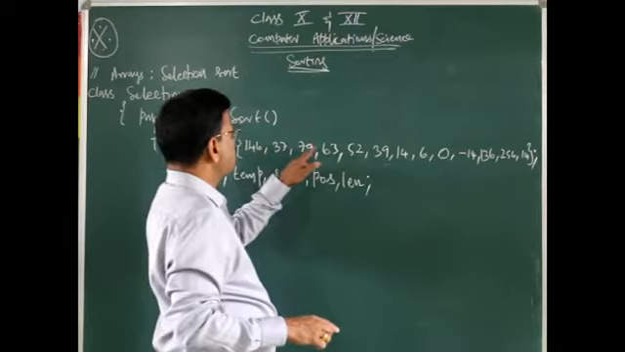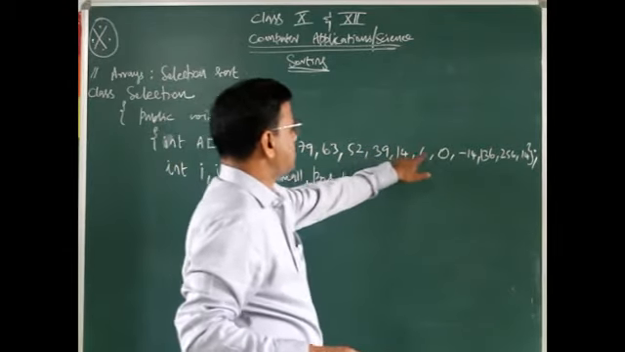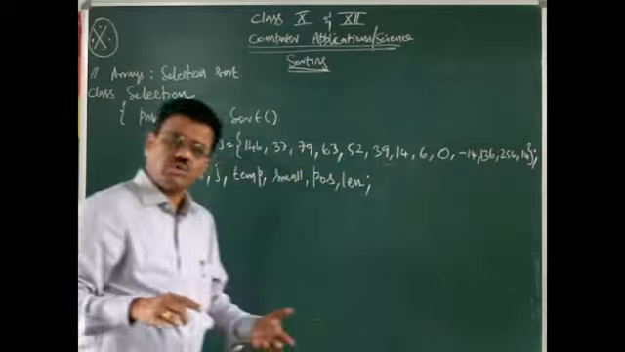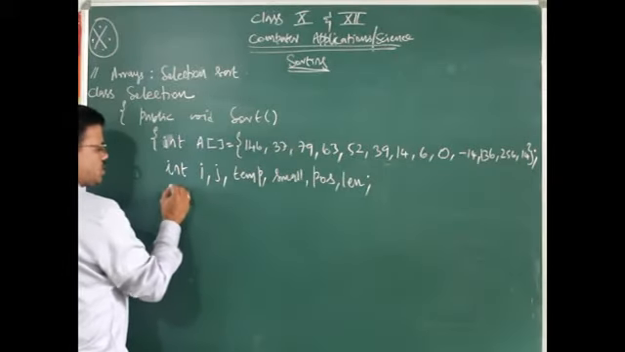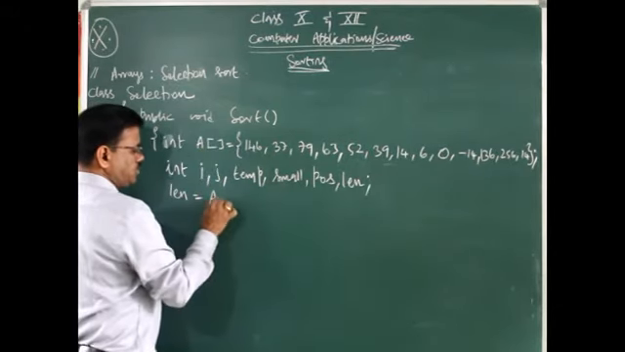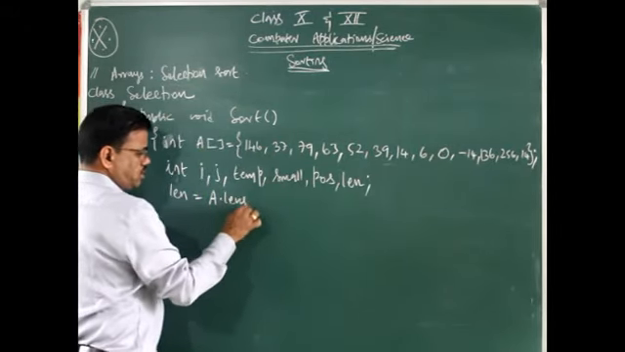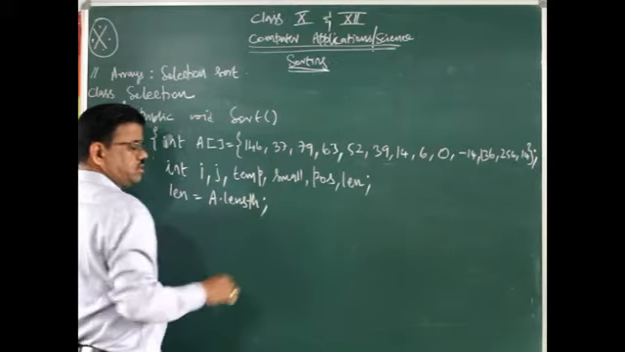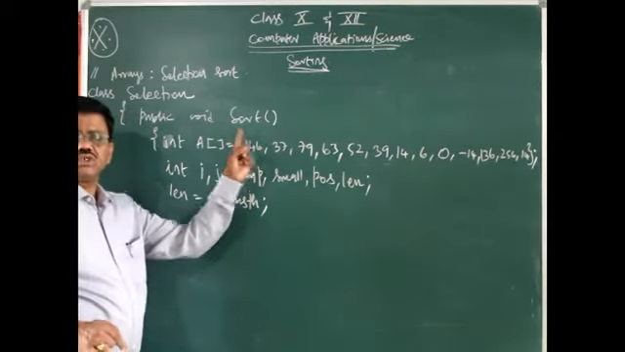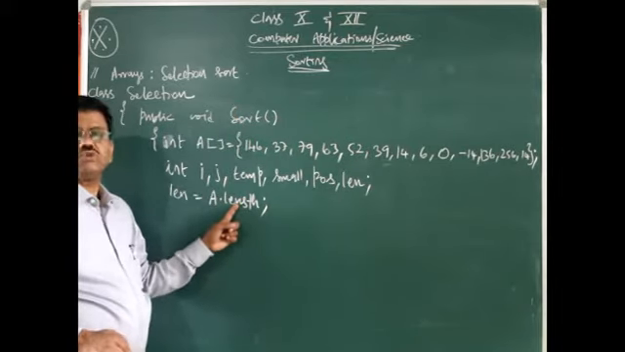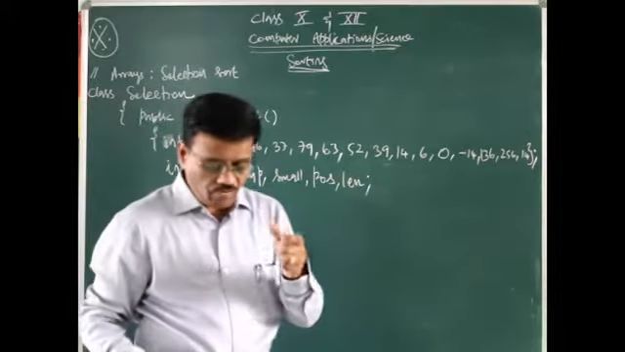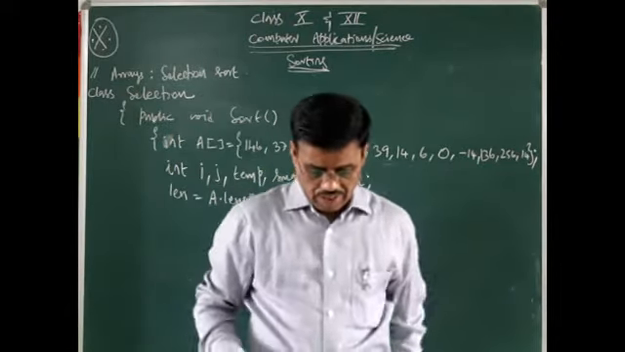I counted just now: 0, 1, 2, up to 12. So instead of me counting, I can simply use length is equal to the array name A dot length. It will find the length of this array, 0 to 12, which means 13 will be stored in length. Length is the shortest form of the length of your array.